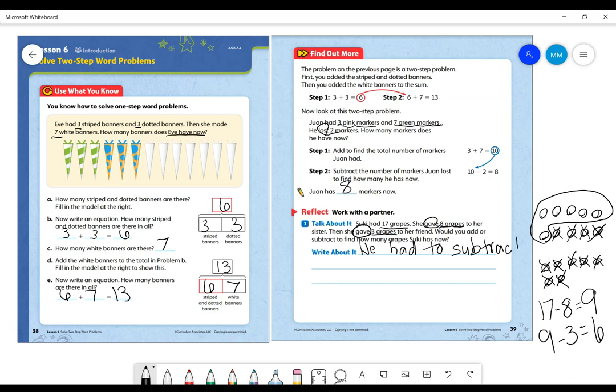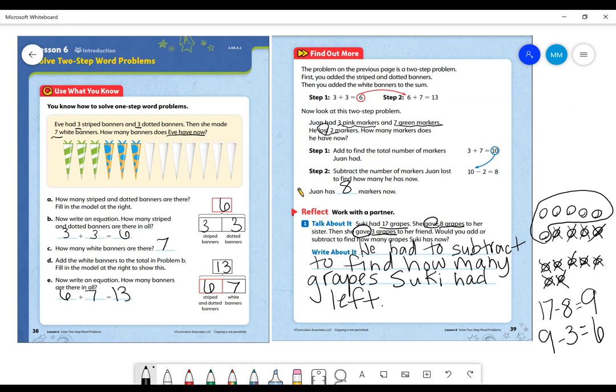We were breaking that whole into parts. We had to subtract to find how many grapes Suki had left.